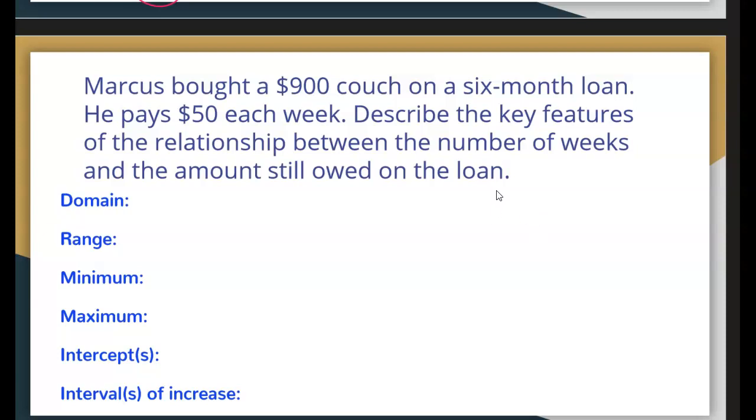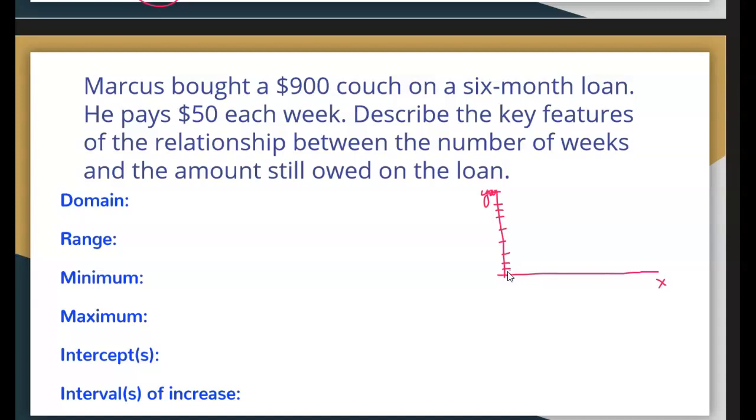So we know that this is all going to be positive values, right? He owes $900, then that's going to go down, and the number of weeks is a positive value as well. So I'm just going to do this one quadrant. This will be our y-axis, this will be our x-axis. And maybe up here we have 900, 3, 4, 5, 6, 7, 8. Oh, I didn't quite get 9 in there, did I? Okay, there you go, 9.